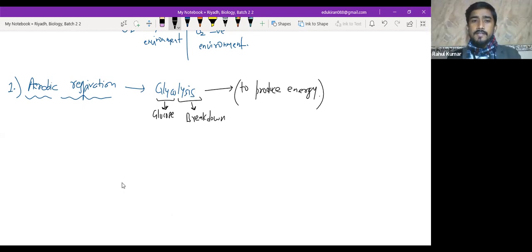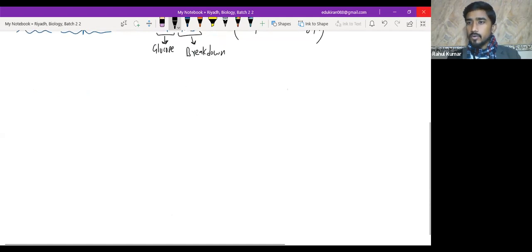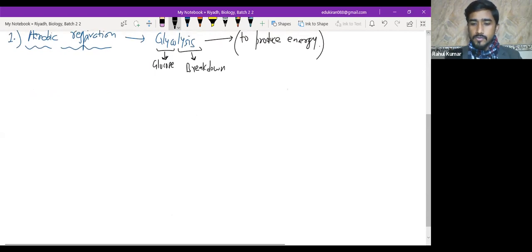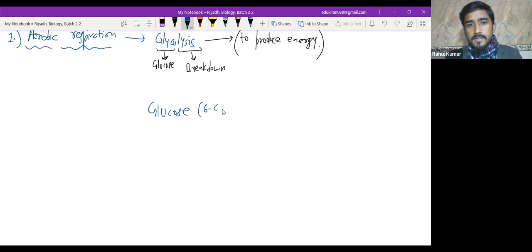Okay, so let's start with this. In glycolysis, basically because we are breaking down glucose, it has to start with glucose, right? So let's start. I will write all the pathway with blue. Let's start with glucose. So we have glucose to begin with. And what is glucose? It's a 6-carbon molecule, correct? Let's write it out and keep doing it with me.